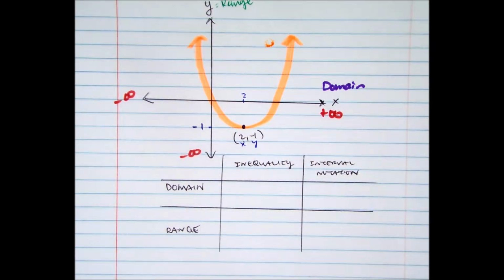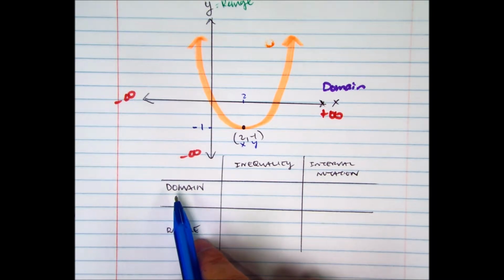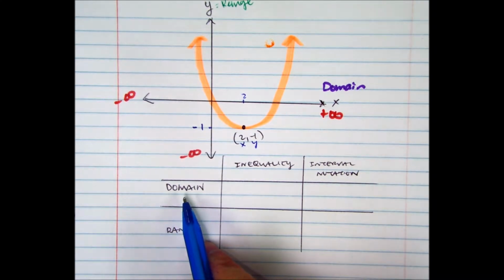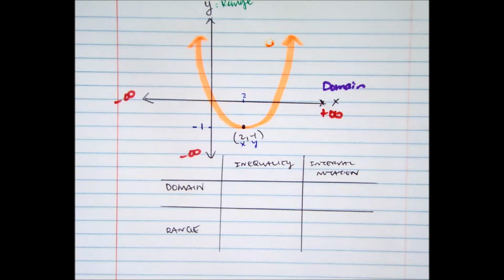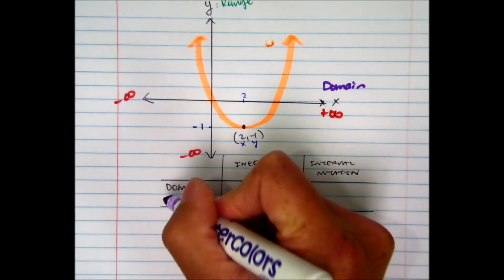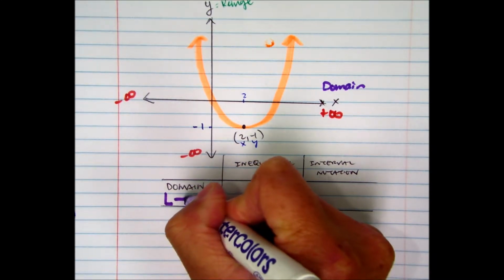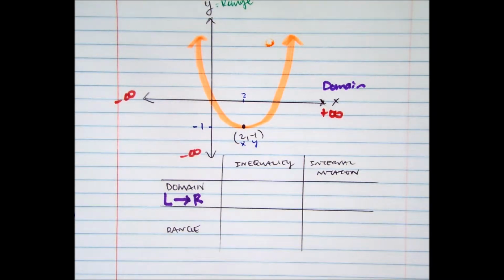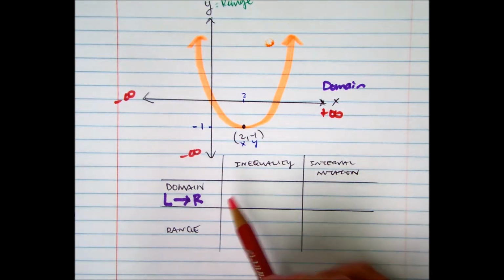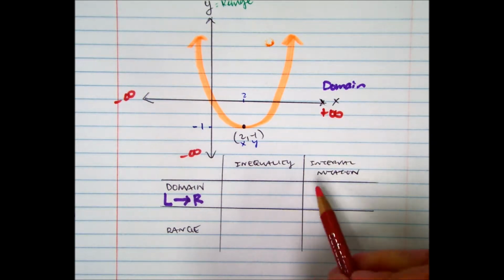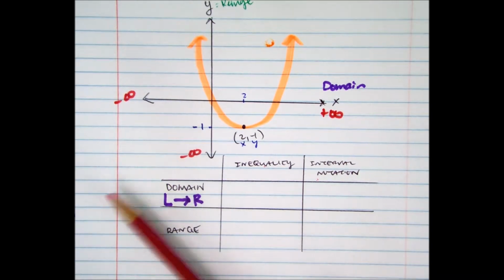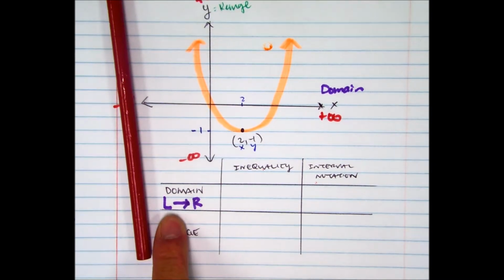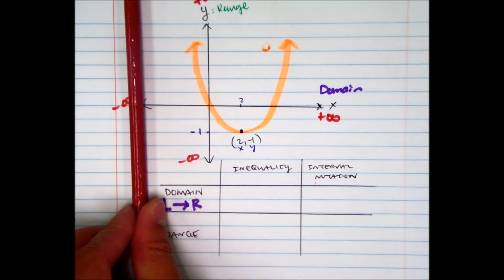Okay, let's do domain. In the domain, you're going to focus on a direction. I told you guys in your notes, you're going to go from left to right. And this will be best if you have a pencil. Watch as I do the domain. Let's do this in interval notation, and then we'll go back to inequalities. So if I start on the left-hand side of the graph, because I'm starting with the left, I'm going to move my pencil across.